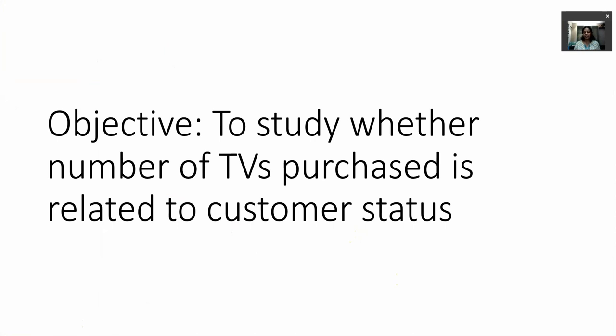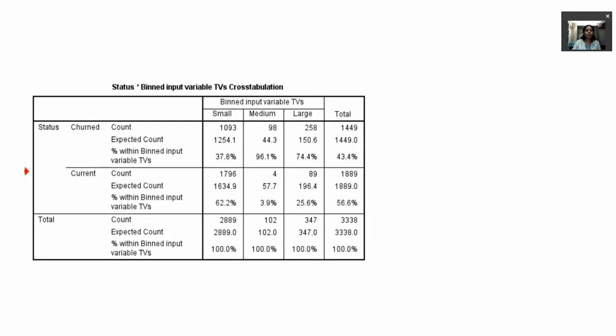Now, before we even try to interpret the results, the basic objective of the cross tabulation that we have done between the number of TVs purchased and the customer status is to study whether these two are related or not. To study whether the number of TVs purchased is related to customer status or not. So this is the basic objective of the cross tabulation that we have performed, and we'll be trying to understand whether these two variables are related to each other or not. So this is the output that we have obtained in the SPSS output window.